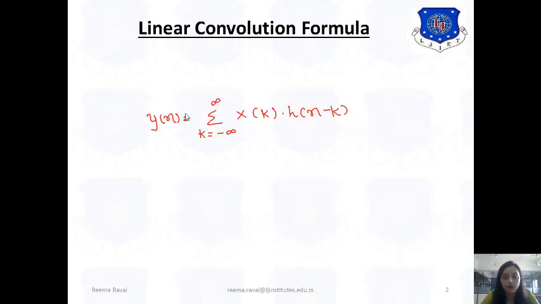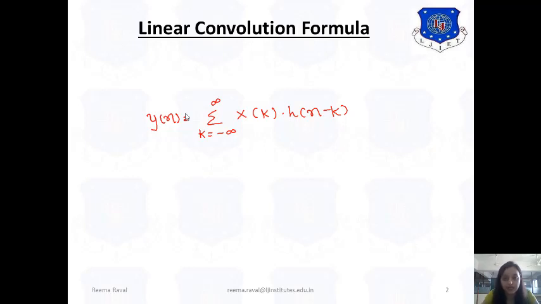First of all, the linear convolution formula is important especially for the first mathematical method and the third graphical method. In the tabulation method you don't need to put the values in the formula, but still it is important to remember it. The formula is y of n equals summation of k equals minus infinity to infinity x of k into h of n minus k. We are repeatedly considering this formula so that you can remember it very well.